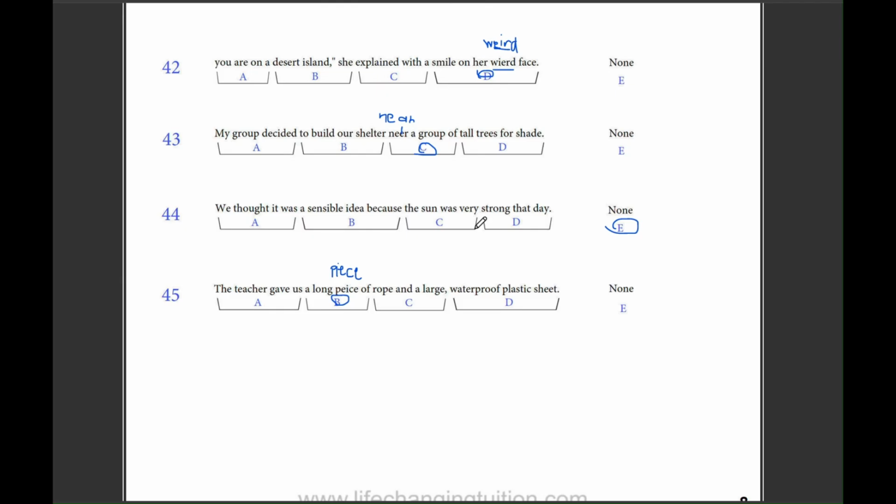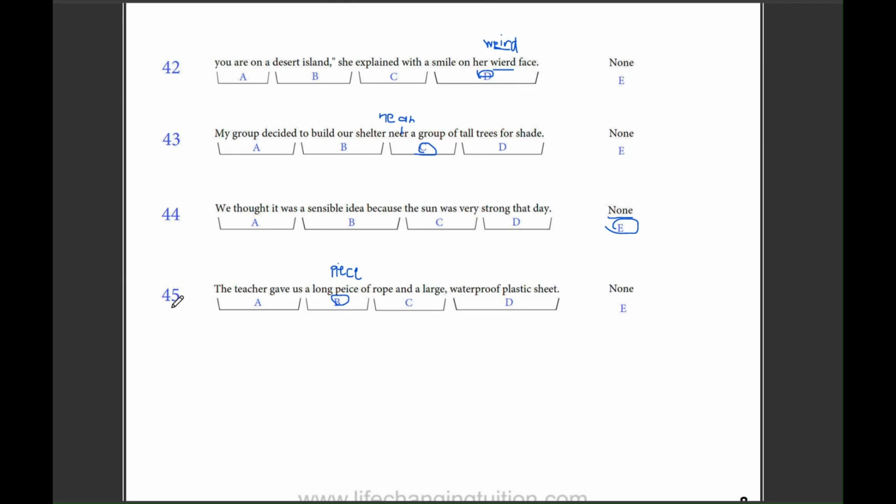A, we thought, B, it was, C, a sensible idea, D, that day, and E, none. This is interesting because the reason here states that there is no misspelling present in the sentence. Therefore, the answer is E, none, meaning none of the choices contain a spelling error.